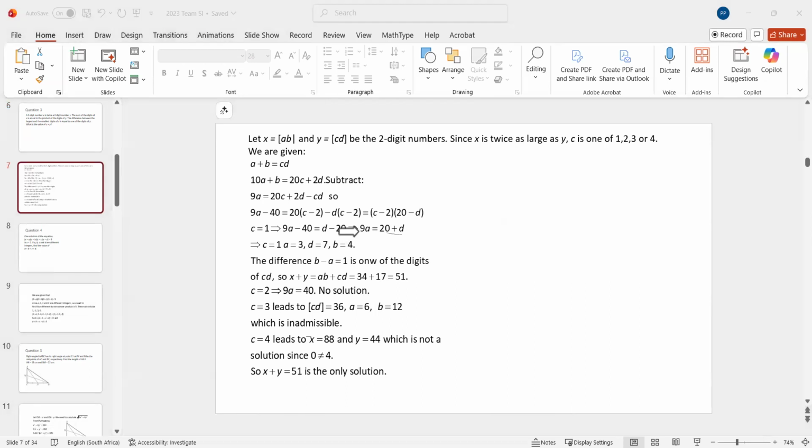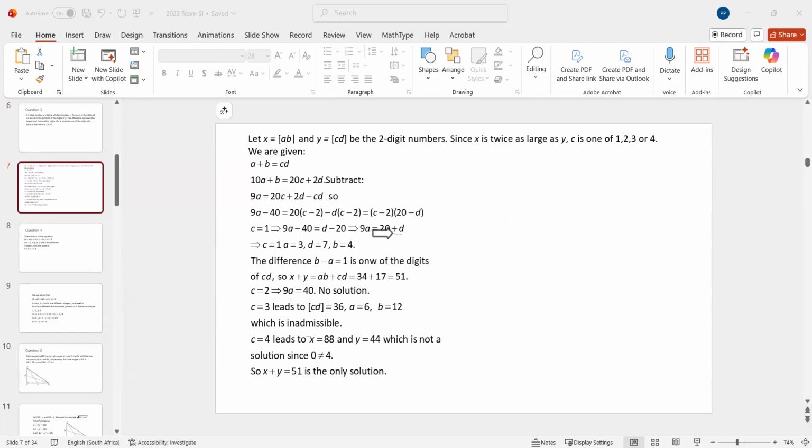It's not a big deal, but if you look at this equation here, this was the question where you had two two-digit numbers, and one of them is twice the other. And we finally came to this equation here, 9a equals 20 plus d. Now, you got two unknowns, so how do you solve for this? The important thing is that a and d are digits. In other words, they are numbers that run from 0 to 9.